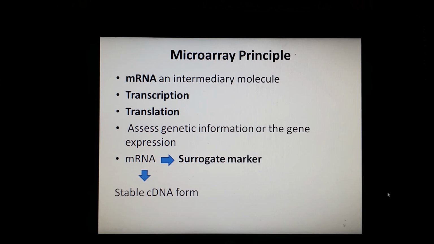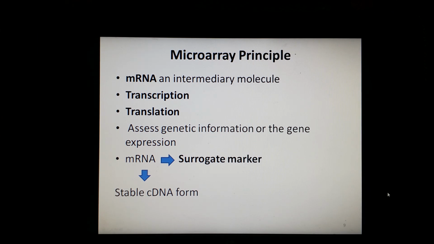So indirectly, by assessing the various messenger RNAs, we can assess the genetic information or the gene expression, and by assessing this gene expression, it helps in understanding the various processes that are behind every altered genetic expression.